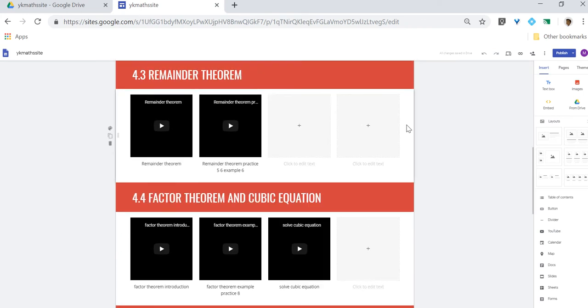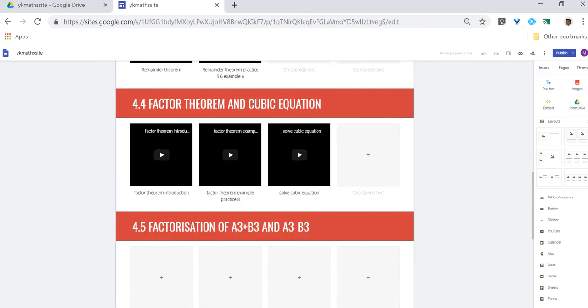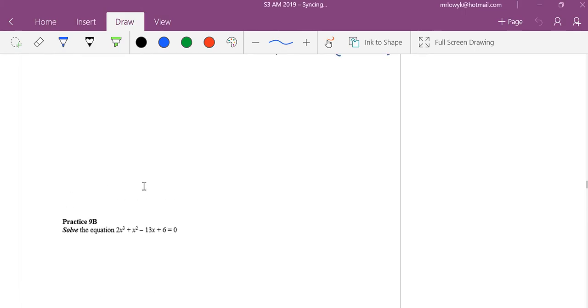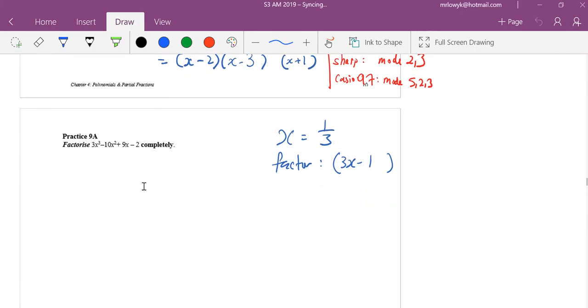Right? So chapter 4 under cubic equation. So let's start. Last lesson, we talked about this. Completed Practice 9a? Can I write down the answer and then you compare?